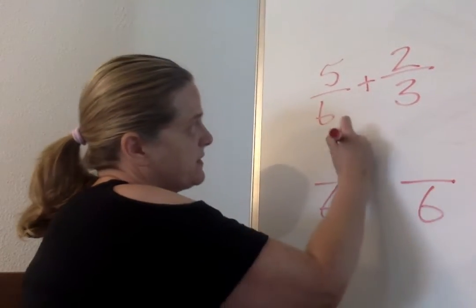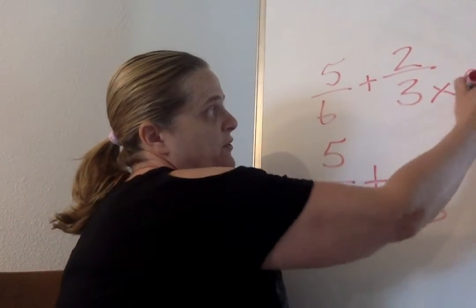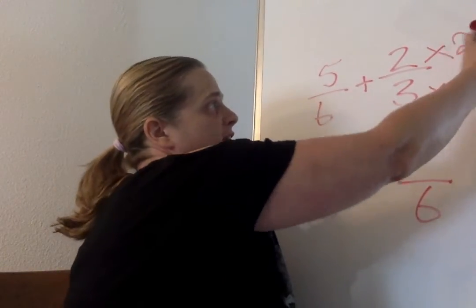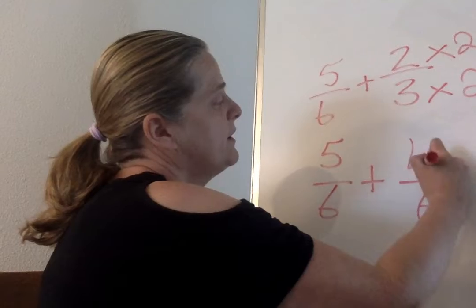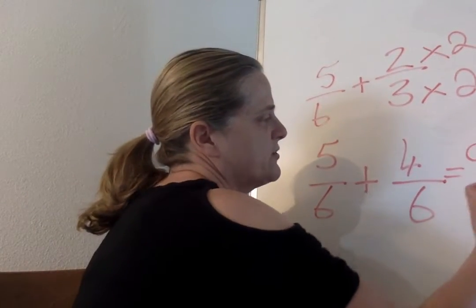Change the 3 to 6. We left this one. We're going to change this one. What did you do to 3 to get 6? You multiplied it by 2. Now multiply the numerator by 2. 2 times 2 is 4. Now we're adding. We have 5 plus 4. 9 over 6, and 6 is your denominator.